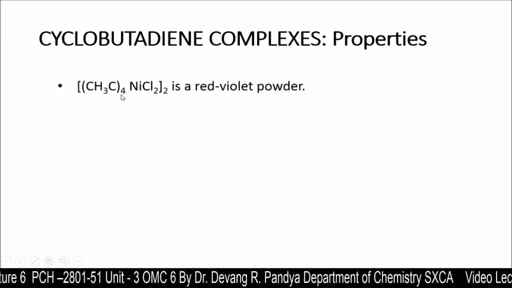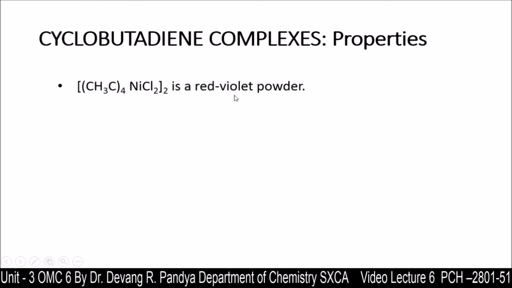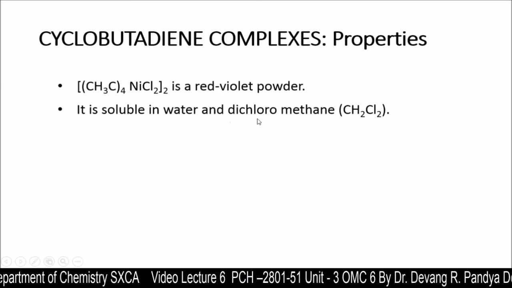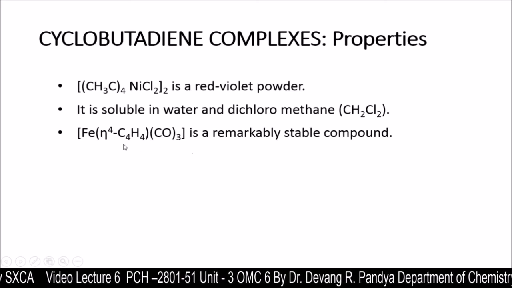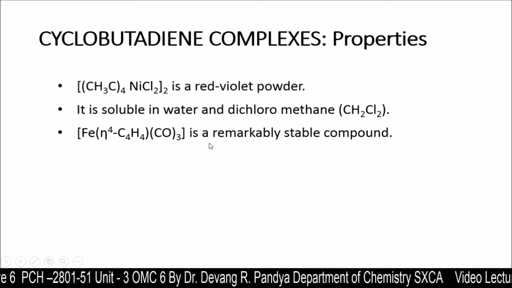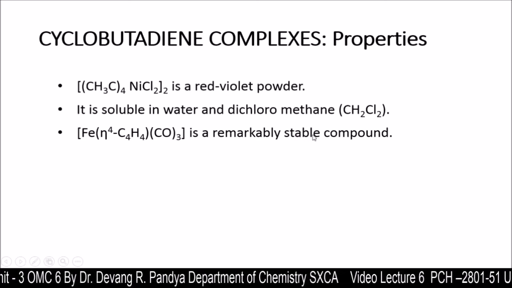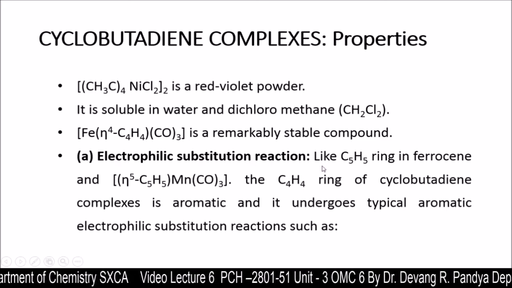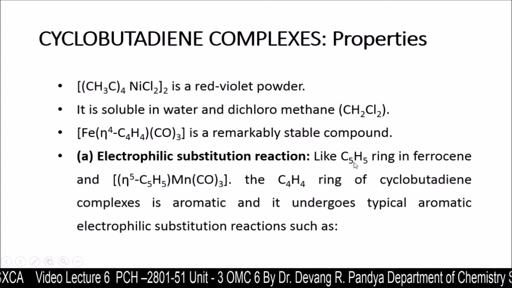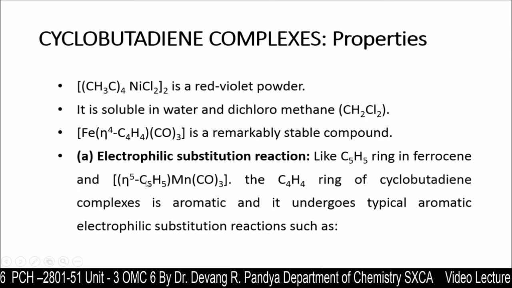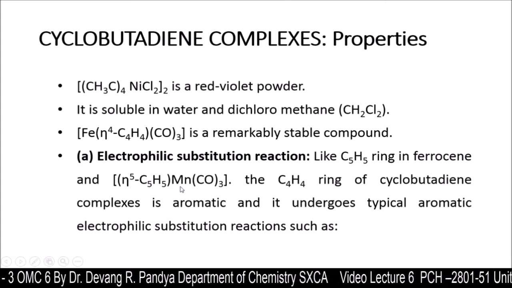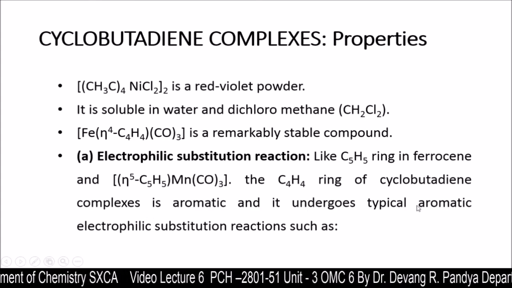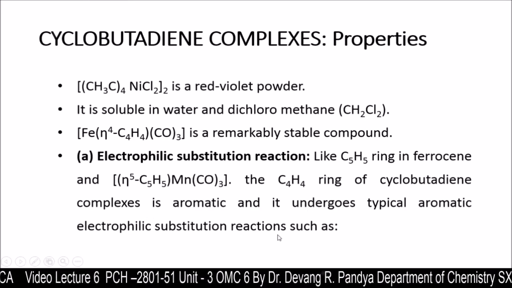Here, the first ever synthesized cyclobutadiene complex is a red violet powder. This is the property we are discussing. It is soluble in water and dichloromethane. This pure cyclobutadiene complex is a remarkably stable compound. Regarding electrophilic substitution, like the C5H5 cyclopentadienyl ring in ferrocene, the C4H4 ring of the cyclobutadiene complex is aromatic, and it undergoes typical aromatic electrophilic substitution reactions.